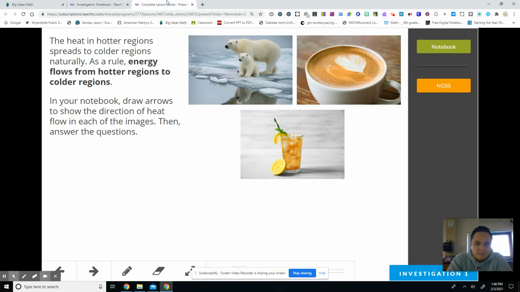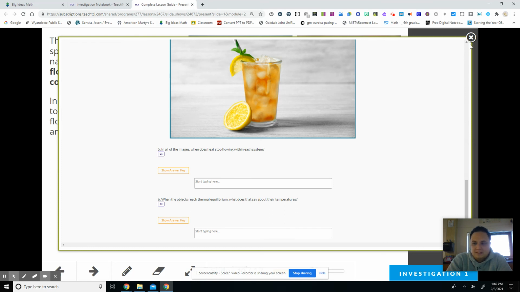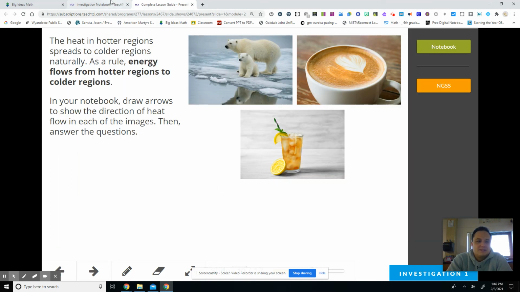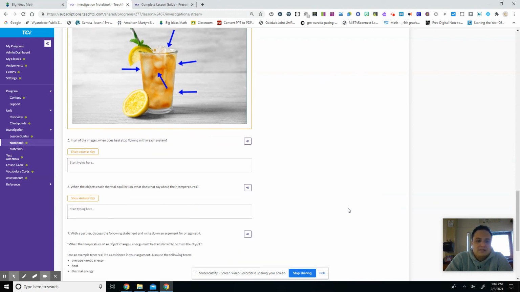All right, back here real quick. You should also be answering questions 5 and 6. In all of the images, when does the heat stop flowing in each system? Remember, heat stops flowing when we have a thermal equilibrium, right? When they're both the same temperature on the inside as they are on the outside. And 6, when the objects reach thermal equilibrium, what does that say about the temperature? I just answered that a little bit, but they're going to be the same temperature. They're going to have equal temperature.